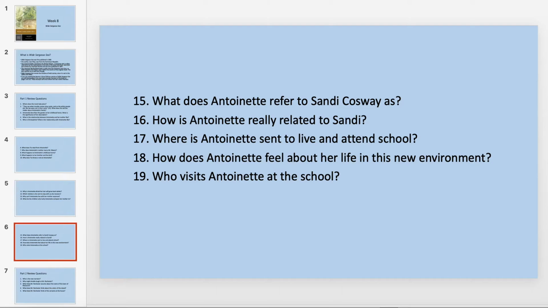Antoinette, as a minor and as a woman at this time, can't really do much about what's happening. She just has to stay there until someone gets her out. So going to 19, who visits Antoinette at the school, that's going to be her stepfather, Mr. Mason, and he's basically checking on her as she grows up to try and prepare for when she's old enough to get married, because there's not really much else for her to do.